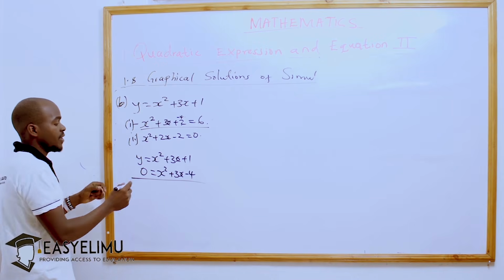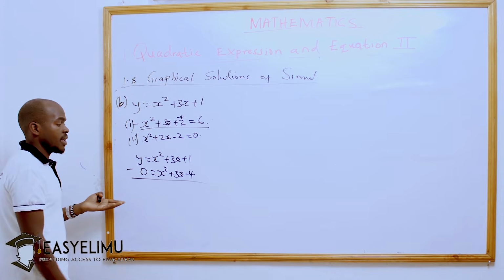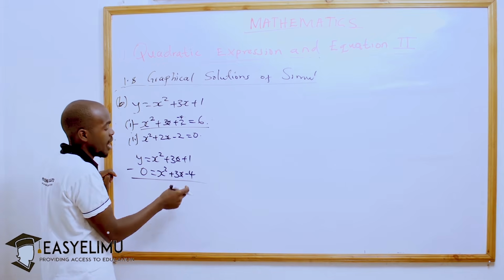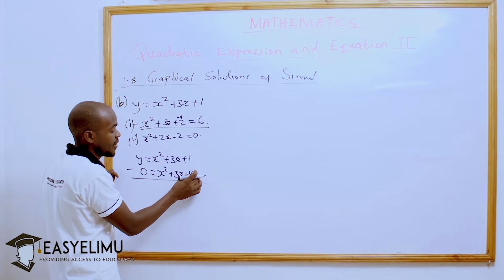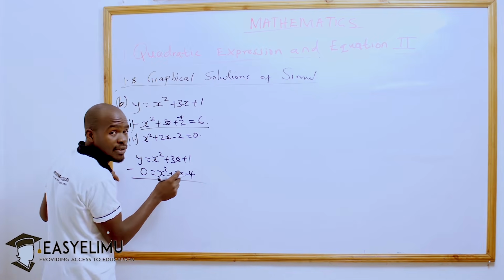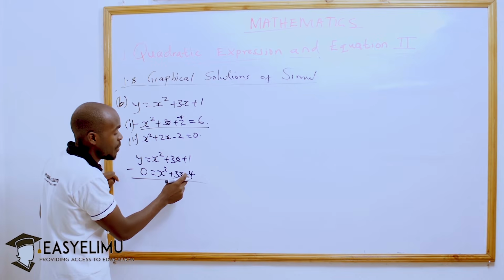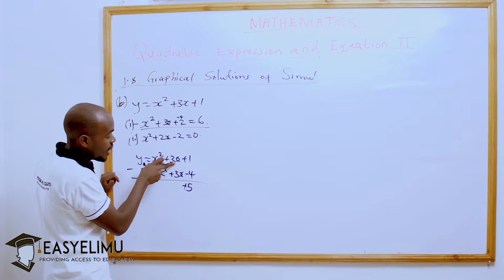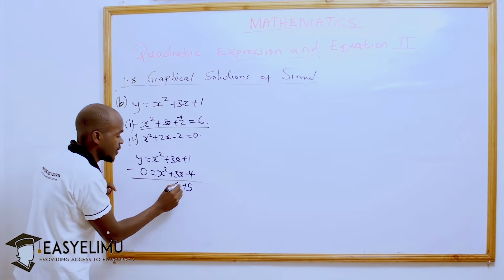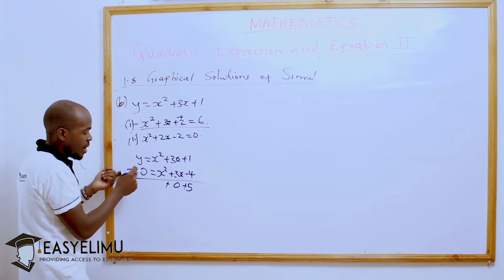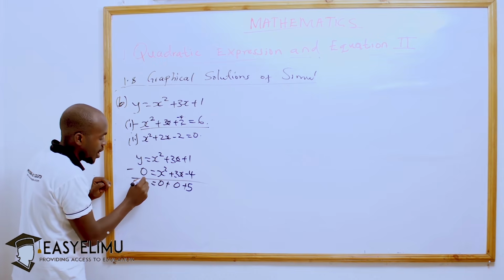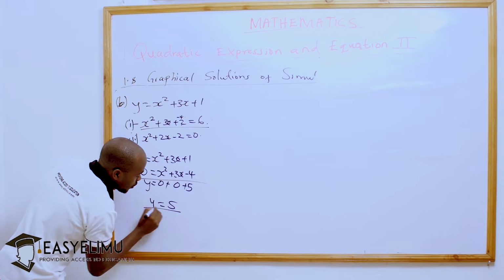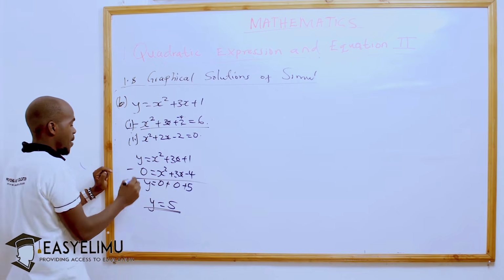On doing that, we can still solve this by eliminating it by subtracting, whereby plus 1 minus minus 4, you will get plus 5. And then 3x minus 3x, you get 0. And x squared minus x squared, you get 0. And here y equals that one. So we are going to find that y equals 5. So that's the first one, number 1.